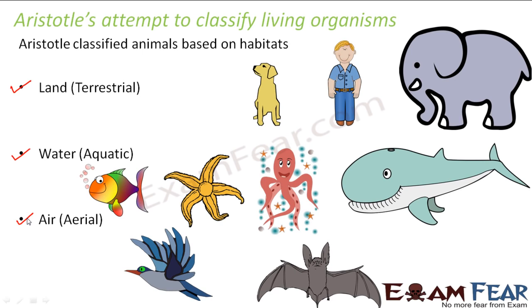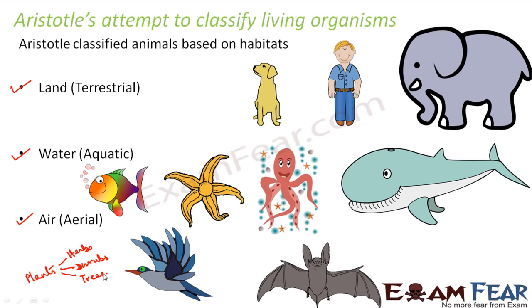He also tried to classify the plants into three types based upon their size. He tried to classify plants into three categories. Herbs, that is the very small plants, shrubs, the medium-sized plants like a rose plant, for example, and the trees, that is the huge plants like a banyan tree or a palm tree. So they will fall under the category of trees. So that is how he tried to classify plants based upon their size.